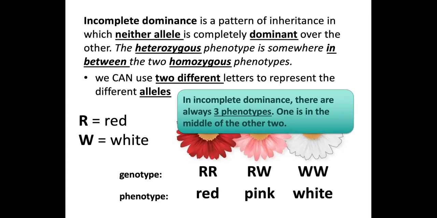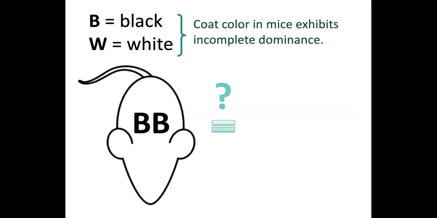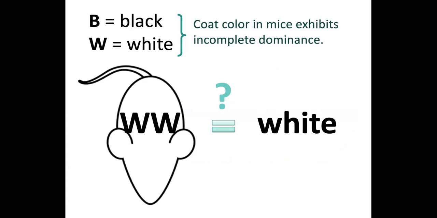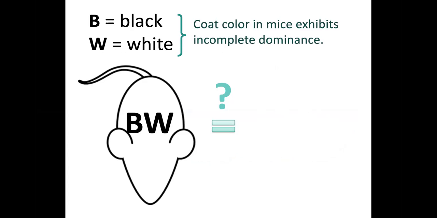Red, blue, purple. All right, so similar to what we saw yesterday, but now we're incomplete. So big B is black, big W is white. It tells us that coat color in mice exhibits incomplete dominance. So big B would be what color? Black. WW, white. And BW, gray, because it's what's in the middle, the mixture, okay?